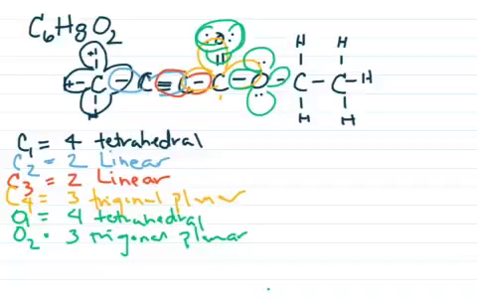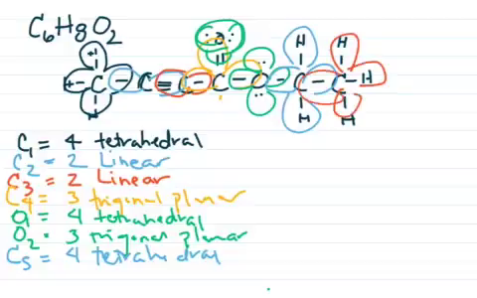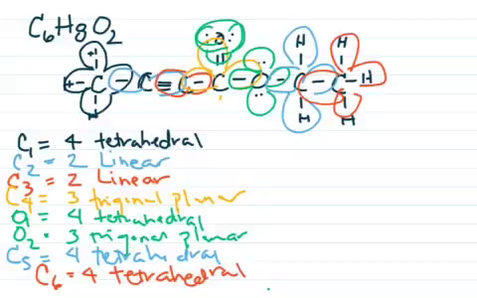Alright, next, C5, which is this one right here. I have 1, 2, 3, 4 things around it, so this is going to be tetrahedral. And then my last one right here, 1, 2, 3, 4, C6 has 4 things around it, so it's also tetrahedral. So now we're going to start drawing this out VSEPR-wise. So here we go. And remember, it's going to take you a while to learn how to do this.